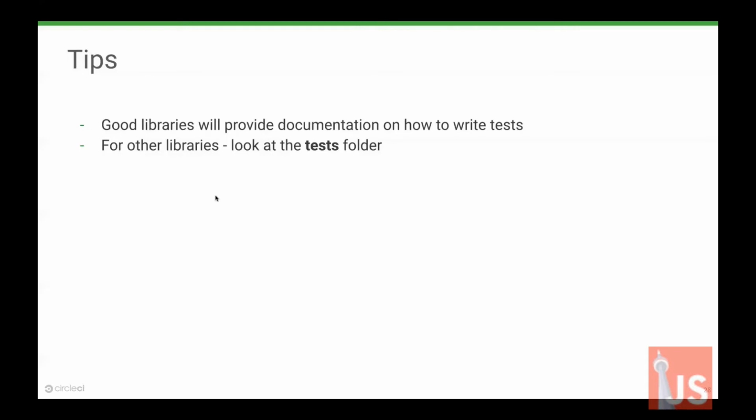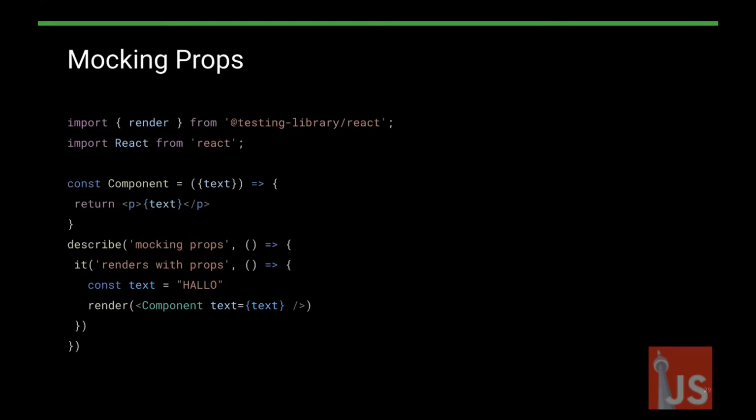In terms of mocking, good libraries will provide documentation on how to write tests. They'll usually have some snippets saying, hey, this is how you write a mock when you're using our library. But not every library does that. For them, I would recommend looking at the test folder. This is where it's good to not just read documentation. If the documentation for whatever library you're using doesn't have testing instructions, sometimes you can go to their GitHub repo and click on the test folder, and that'll show you how to use it.